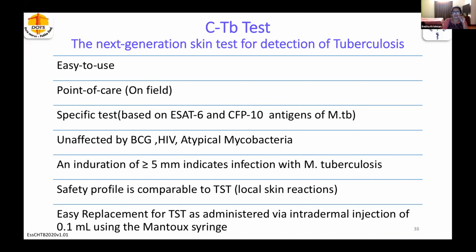And for academic purposes, the CTB test is the new test. Even though it is not available, you should know about it. It is a point of care test which can be used in the field. It is a specific test based on specific antigens of TB like ESAT-6, and hence it is unaffected by BCG, HIV, atypical mycobacteria. So it is more specific. The positivity cutoff is taken as 5 millimeters, done with the same Mantoux syringe, 0.1 ml.